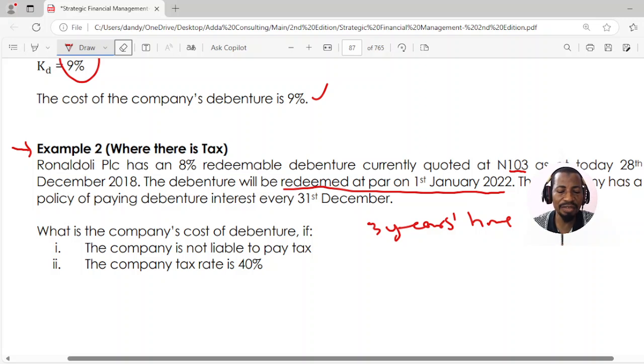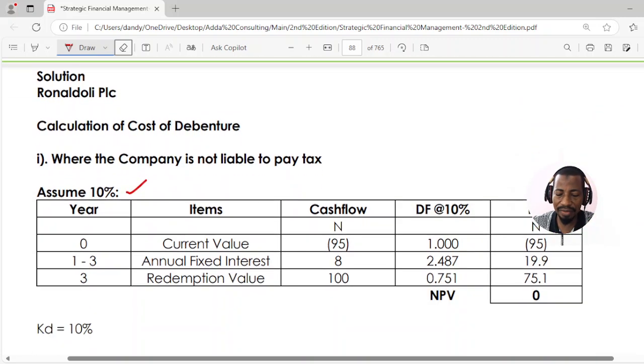So I need to check if the debenture interest has been paid. We are told that today is the 1st of January 2022, and the company usually pays interest every 31st of December. This is January 2022, so they have not paid interest. So the interest is still outstanding. Then I need to deduct the amount of interest from the market price of 103. The interest is 8%, which is 8 naira. 103 minus 8 will give me 95, and that is why you are seeing this 95 here. So, multiplied by 1, that's 95.